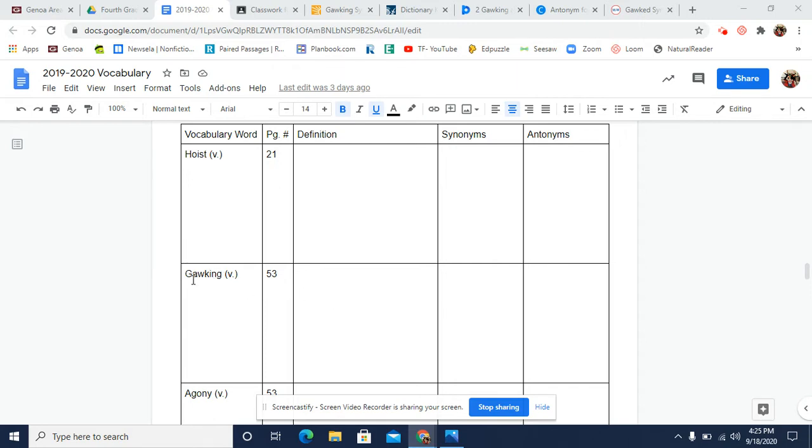So I'm going to choose gawking. First of all, I find it in the book. So I go to the page number and I'm going to read the sentence where it says gawking. And it says, by now, other kids were coming over gawking. Well, I need to know what it was talking about. So I'm going to go before that to see the context.